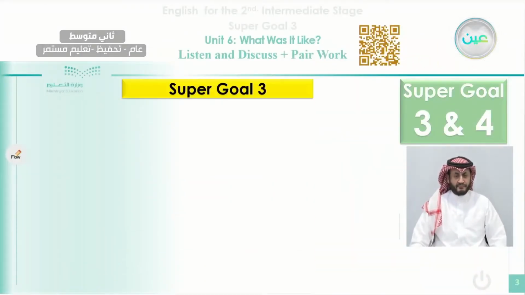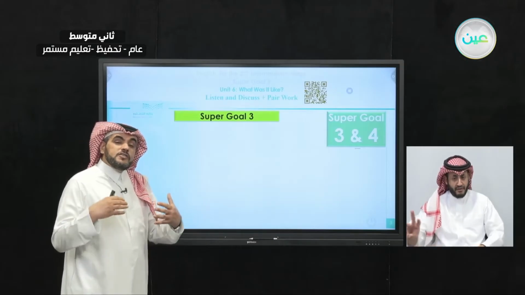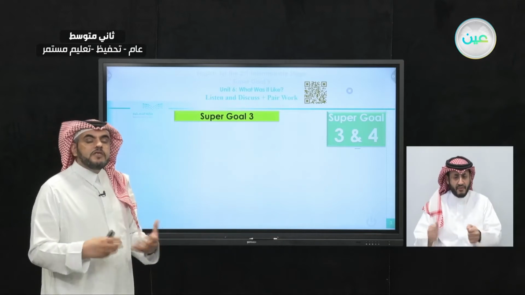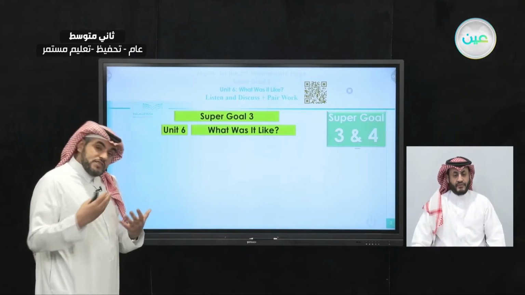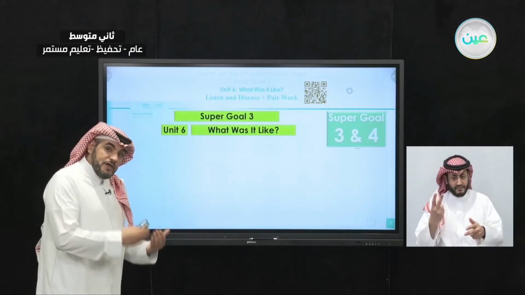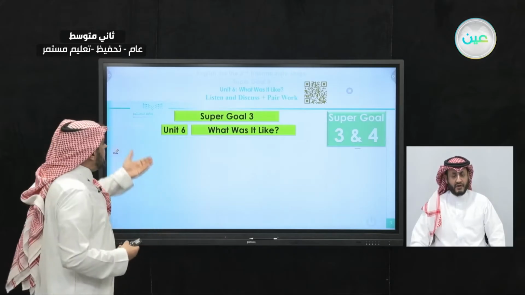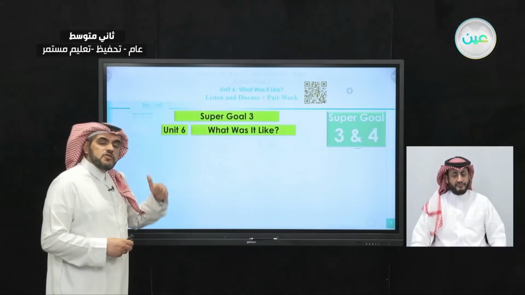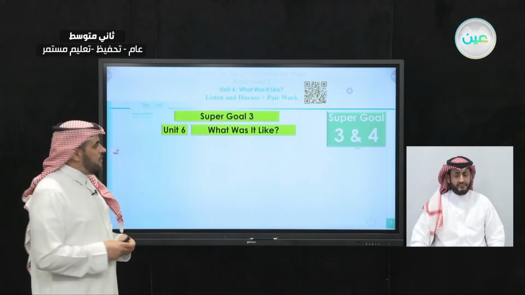Before we start our lesson today, Unit 6, we will give you a general idea. We will go on an overview of this book, Super Goal 3. So, Super Goal 3 has the second semester of this year, which will be on 6 units. We'll study the first part of this semester in Super Goal 3. The second part, we are going to study Super Goal 4.